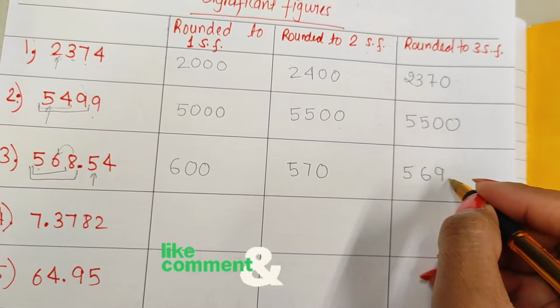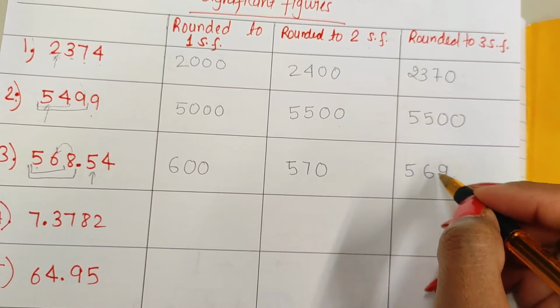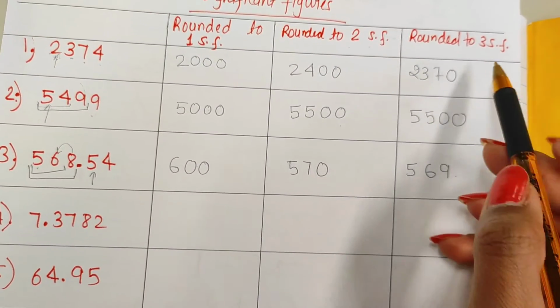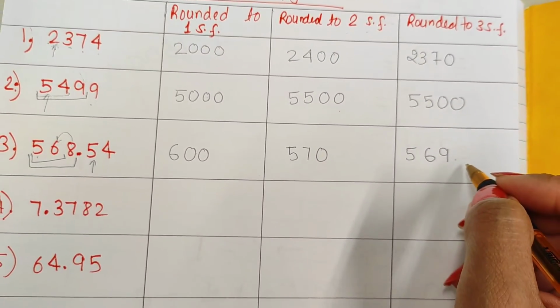Now whether you put a decimal or not doesn't really matter unless there was a trailing 0. If there was a trailing 0 and you had to round to three significant figures, we had to put a decimal. Here it doesn't matter.